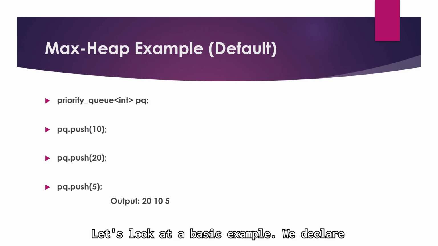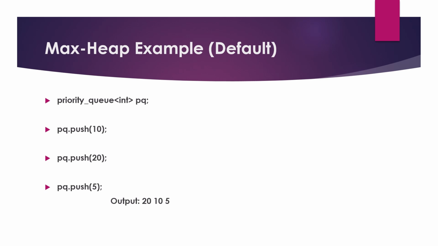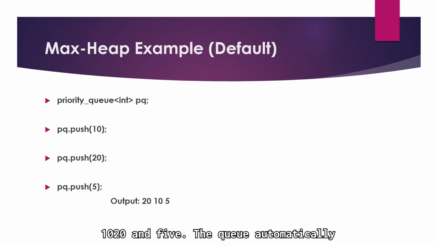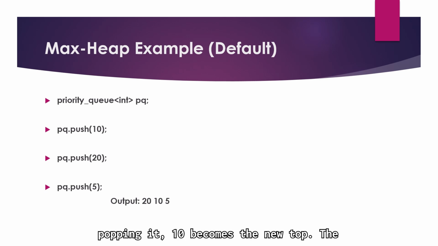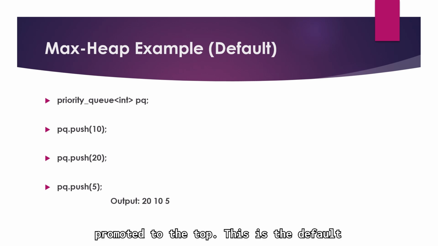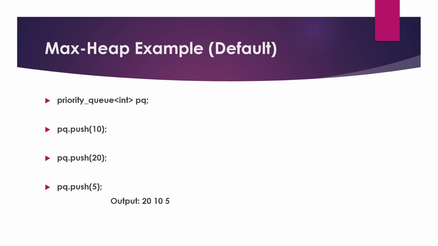Let's look at a basic example. We declare a priority_queue<int> and push three values: 10, 20, and 5. The queue automatically arranges them so that the largest element, in this case 20, is at the top. When we call top, we get 20. After popping it, 10 becomes the new top. The priority queue ensures that each time you pop an element, the next largest one is promoted to the top. This is the default max heap behavior, simple yet powerful.